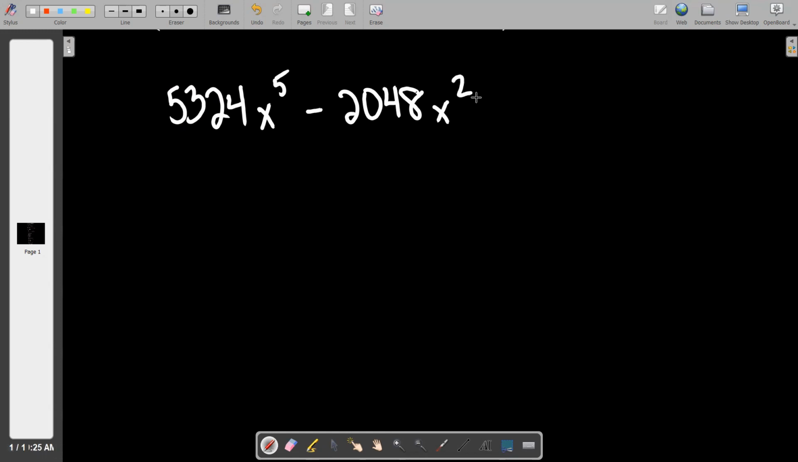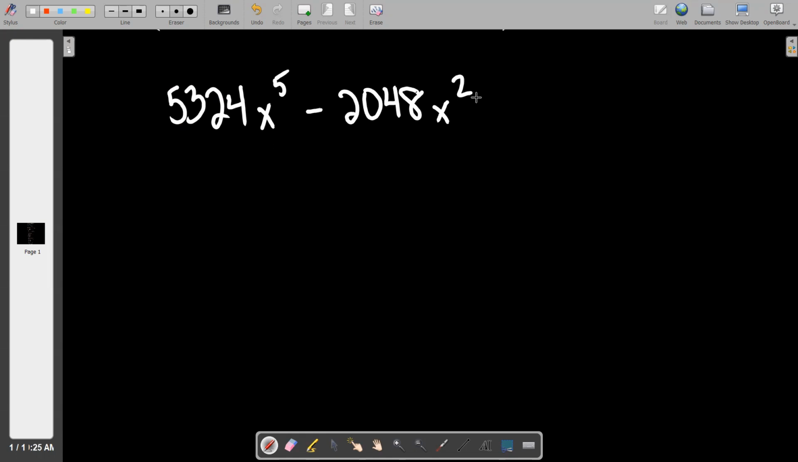So 5,324x to the 5th minus 2,048x squared. Yeah, what a mess. So clearly we're looking at a GCF situation here. You want to have your resources handy and you want to know who your cubes are. Remember, you have a piece of paper somewhere that has all your cubes listed. If you somehow manage to lose it, there's more here, and at the bottom of this is a list of numbers that are cube rootable.